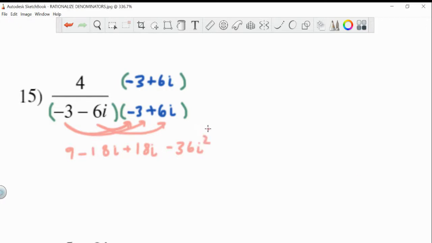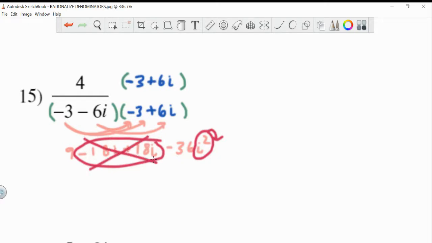And this is just perfect, right? We love the i squared. That's making a swap. We love the minus 18 plus 18. That's getting deleted. And so we have 9, and this is plus 36. So on the bottom, we have 45.